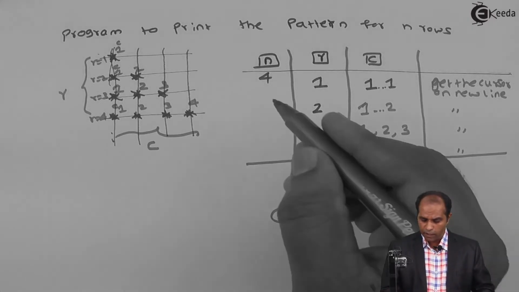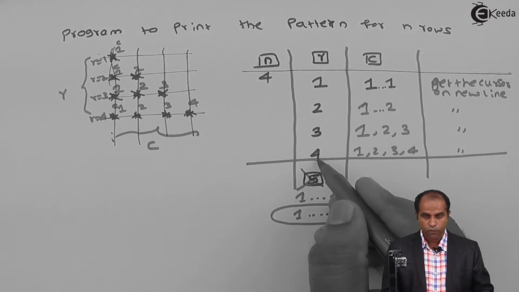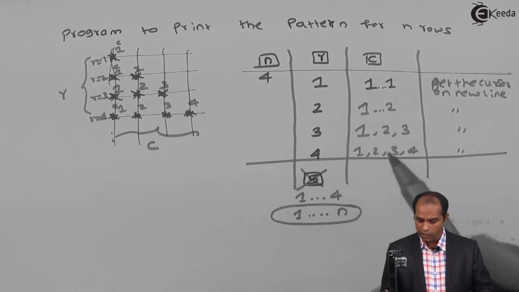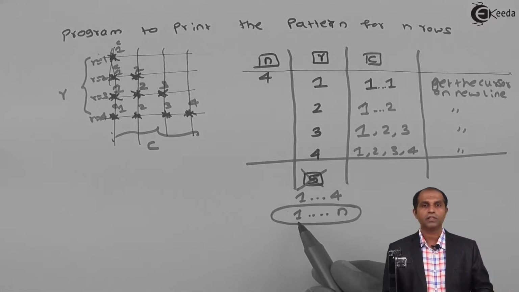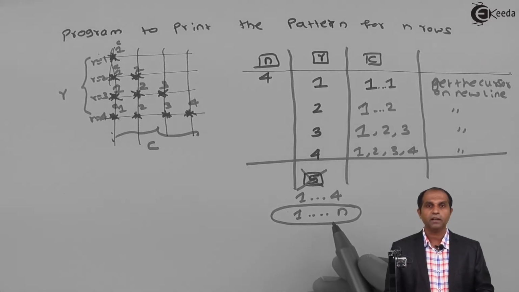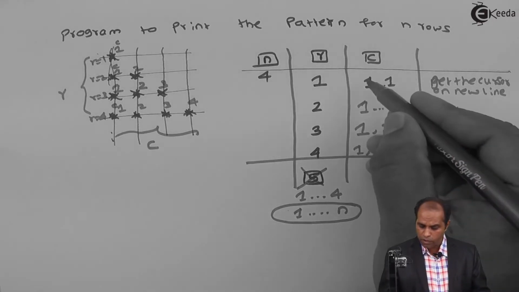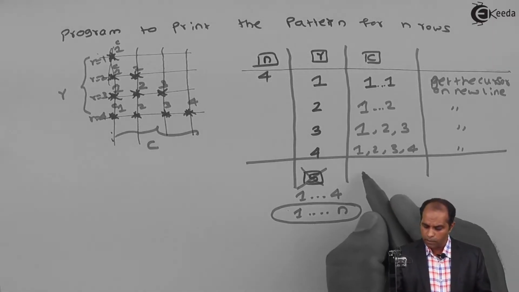So it means that if N is 4, it ends up at 4. If N is 5, it ends up at 5. If N is 10, it ends up at 10. In general, your R will start with 1 and end up at N. Now, let's summarize the value of C. If you observe the first number, C is always going to start with 1.